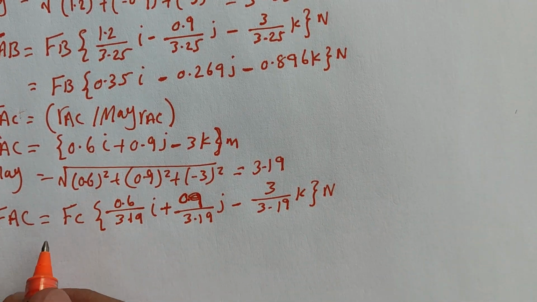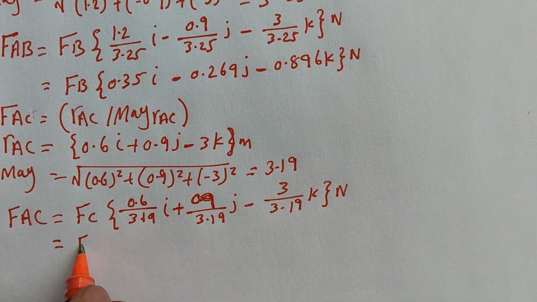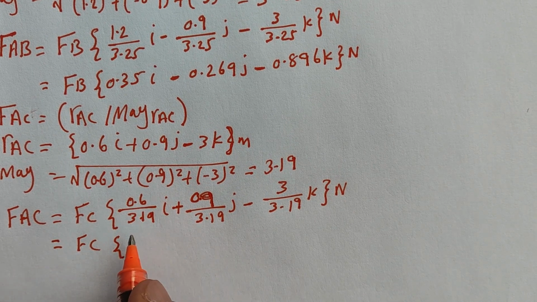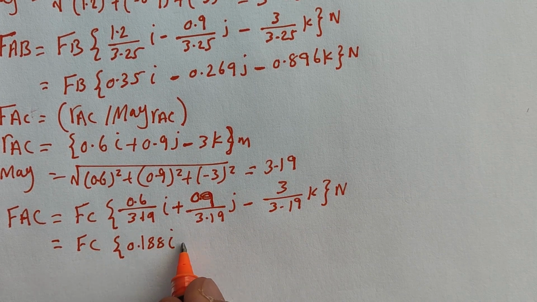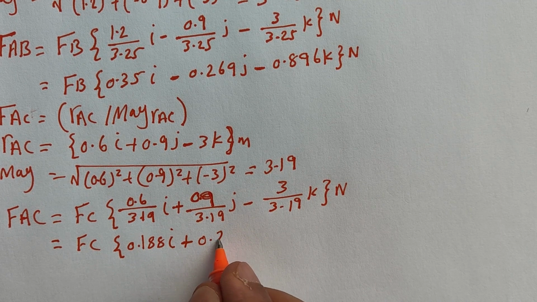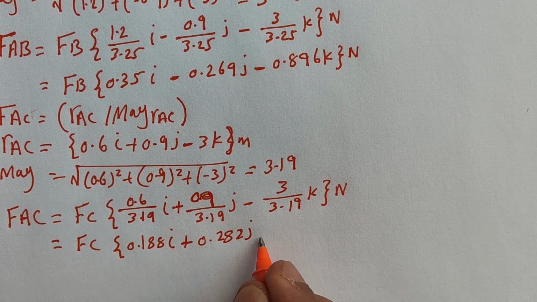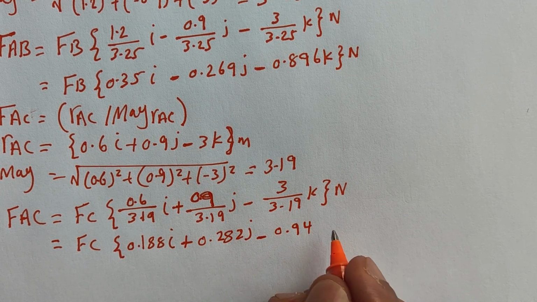So this can be simplified further. This will equal FC times, when you divide these together, 0.188i plus 0.282j minus 0.94k.